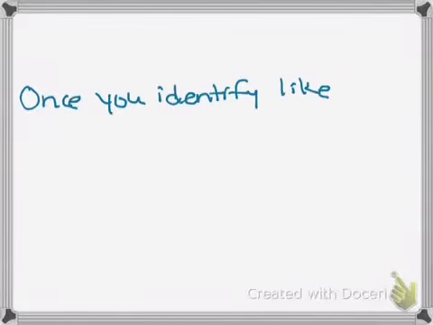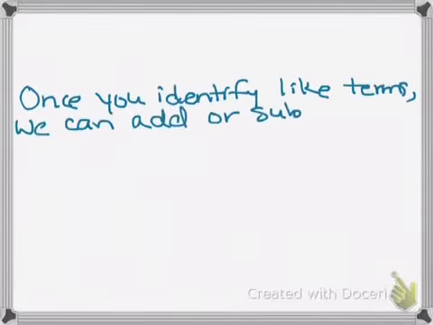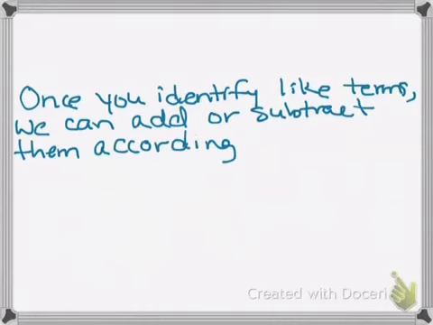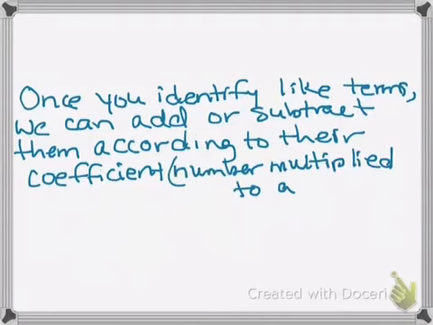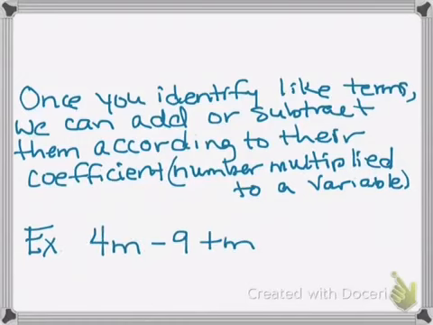So once you know what like terms are and you can identify them, you can add or subtract the terms based on the coefficient. Now the coefficient is the number that's multiplied to the variable. Usually it's right in front. Let's look at this example. 4m minus 9 plus m. I encourage you to change all your subtractions to addition, but remember there are two changes to make. You change it to addition and change the sign of the following term.